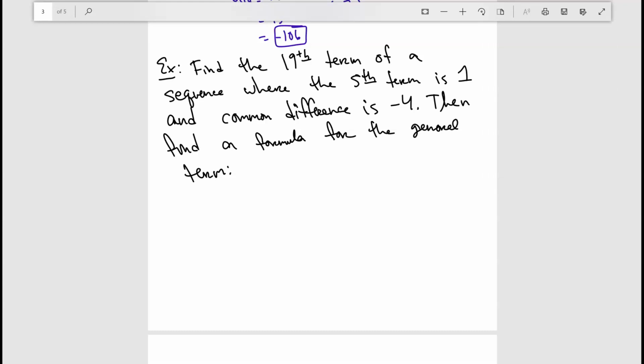So let's first write down the formula for arithmetic sequences. That's just a_n equals a_1 plus n minus 1 times d. Okay, so here, notice we don't know what a_1 is. So that's unknown to us. We don't know what the first term is. But I do know what the 5th term is. The 5th term, a_5, is 1. Okay, the common difference here is -4.